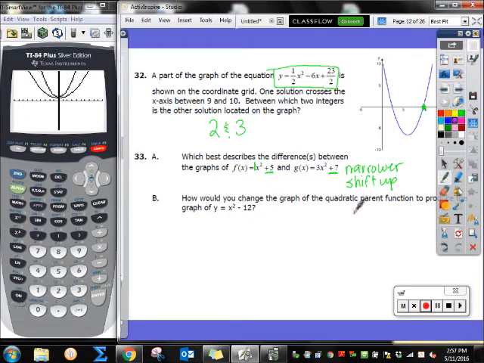Okay, the second one, how would you change the graph of the parent quadratic function? You've got to know that that is y equals x squared to produce that graph. Well, if I go from y equals x squared to y equals x squared minus 12, so I went from a 0 to a minus 12, that means you have to shift down 12 units.